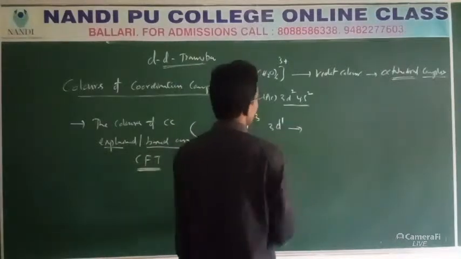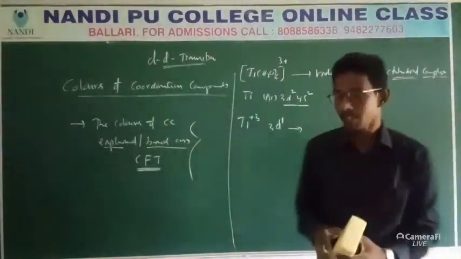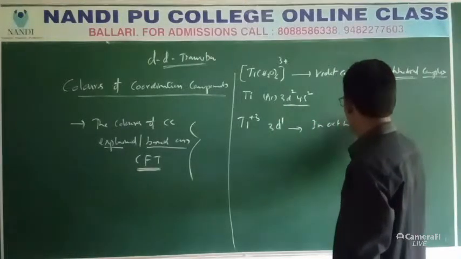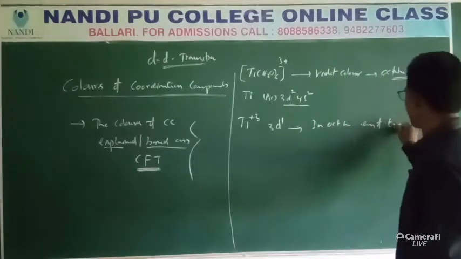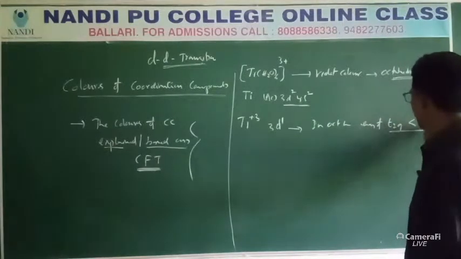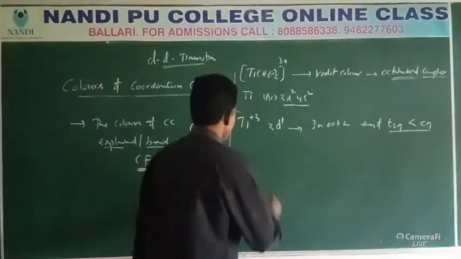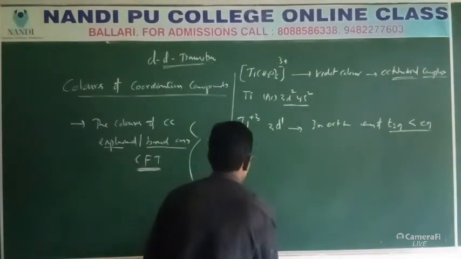Now what about this complex, children? Octahedral. In an octahedral complex, the energy of t2g is less than that of eg. So that's why the electron is present in t2g. Now see, don't write. What is this, children?